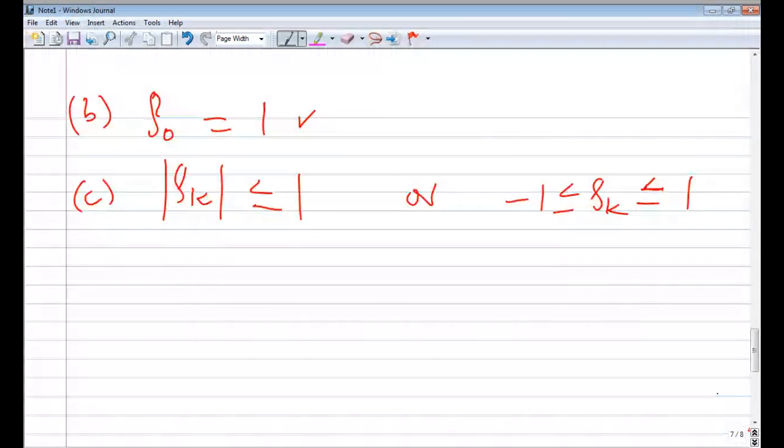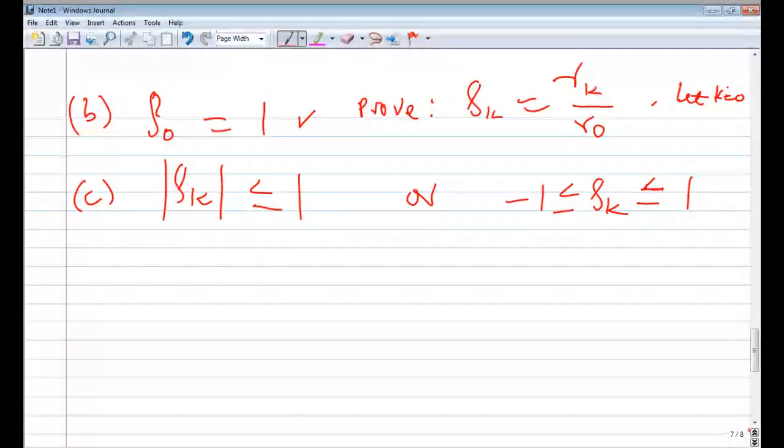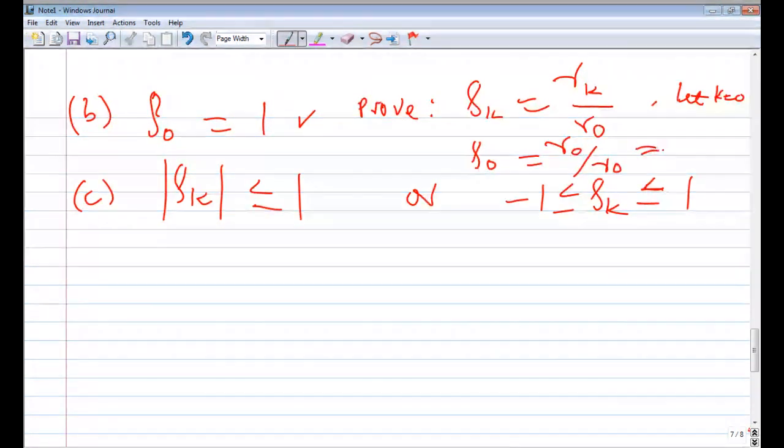Let me just go to the next one. So rho 0 equal to 1. You can just prove this one as well. Remember, I told you that rho k is equal to what? Gamma k over gamma 0. You still remember that one? So here, let k be equal to 0. If you let k equal to 0, rho k now becomes rho 0, and gamma k becomes gamma 0. Then you divide by gamma 0, which is equal to 1.